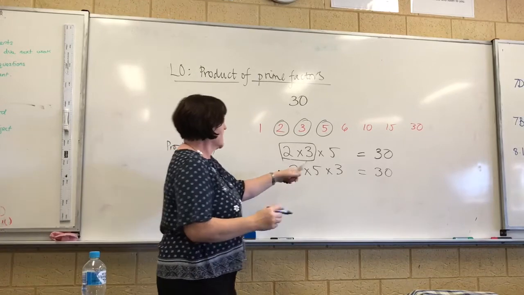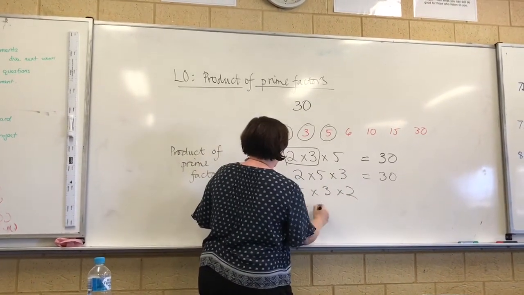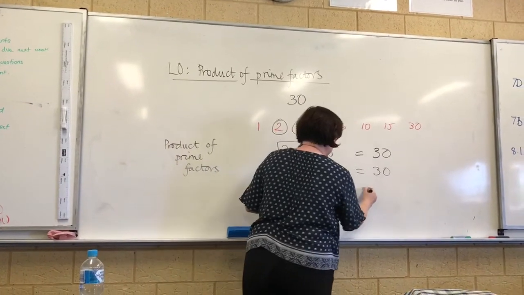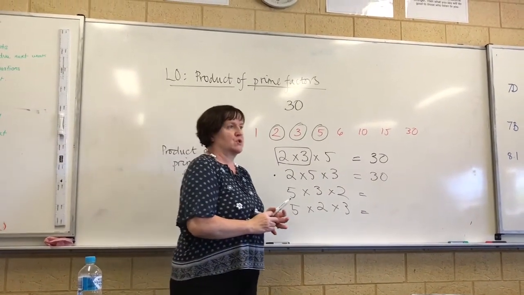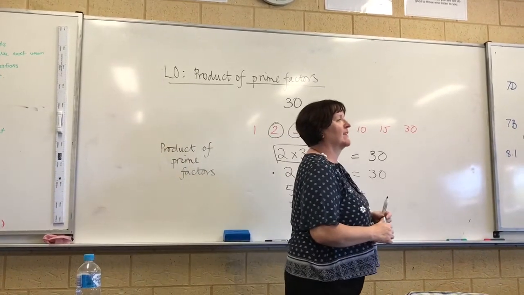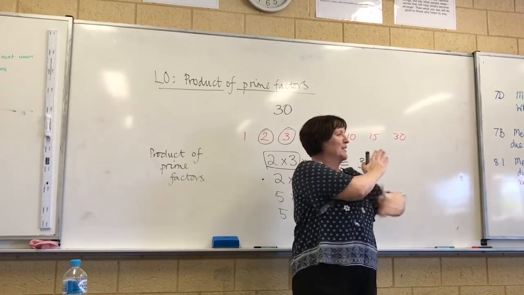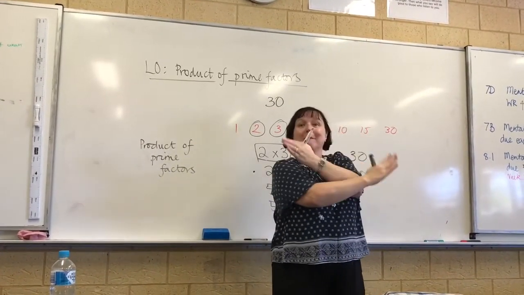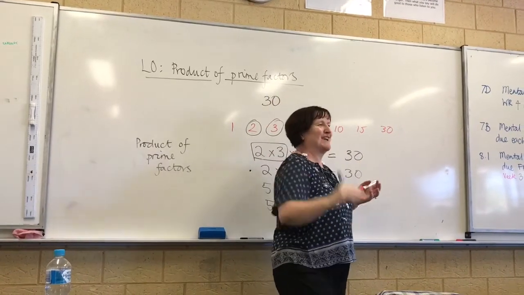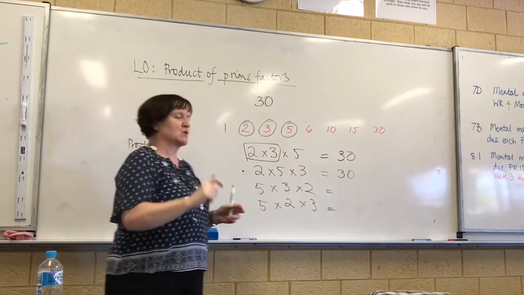Okay, now then, the other way might be 5 times 3 times 2, or 5 times 2 times 3. Does it actually matter what order you do it in? Why not? Brooklyn. Because multiplication is... What's that word? Can you remember? Go on then. Commutative. Commutative. Well done, because it means it can go either way, can't it? Okay. Right, let's pause. Thank you.